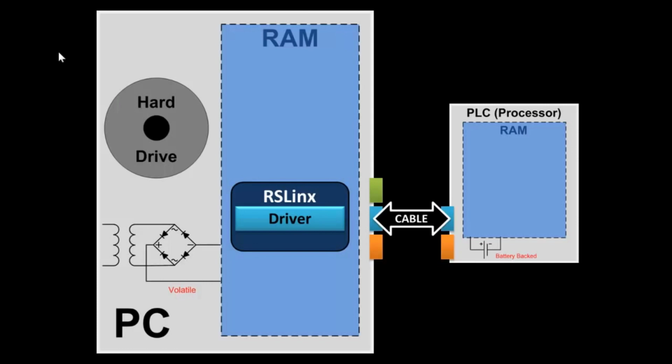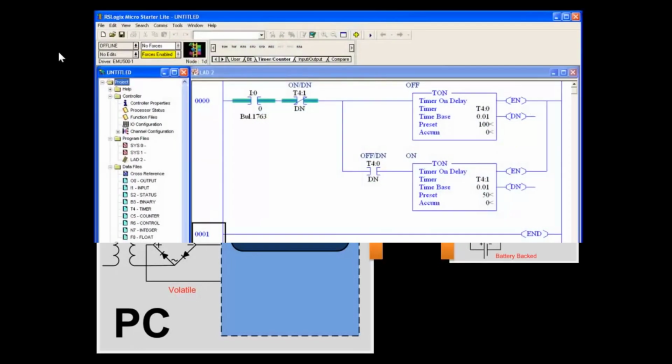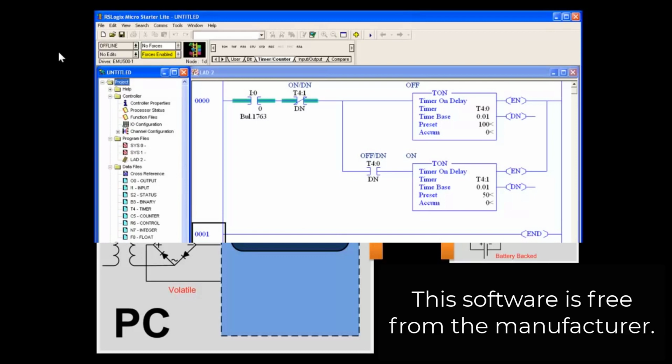We have a driver that can manipulate the data from any other application, whether it's Excel or RSLogix 500. This RSLinx app will connect the software to the communications port on the PC. A cable connects that to the communications port on the PLC. So at this point we open up RSLogix, and in RSLogix we either open an existing project or we create a project. Once we have a project created, the next step is to take this project, and I've opened up RSLogix 500 here. Actually it's RSLogix Micro Starter Lite, which is what you'll be using with a simulator.